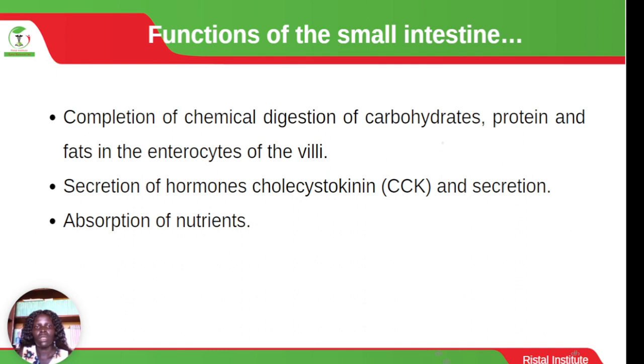Functions of the small intestine continue. Completion of chemical digestion of carbohydrates, proteins, and fats in the enterocytes of the villi. So all the chemical digestion ends right there in the small intestine. It does not continue further. Then secretion of hormones, that is cholecystokinin, which is known as CCK. Absorption of nutrients.